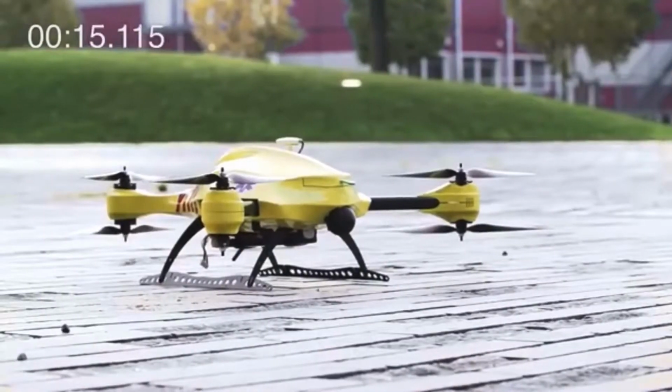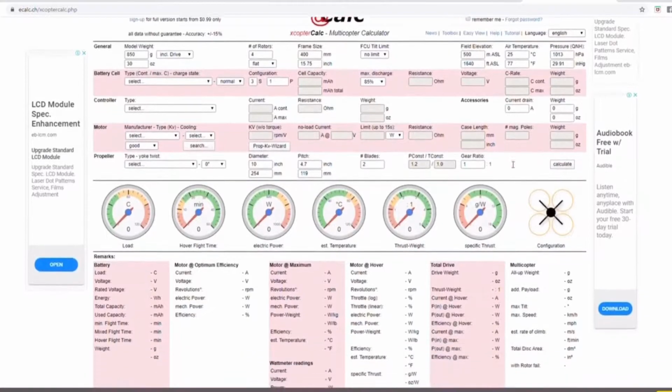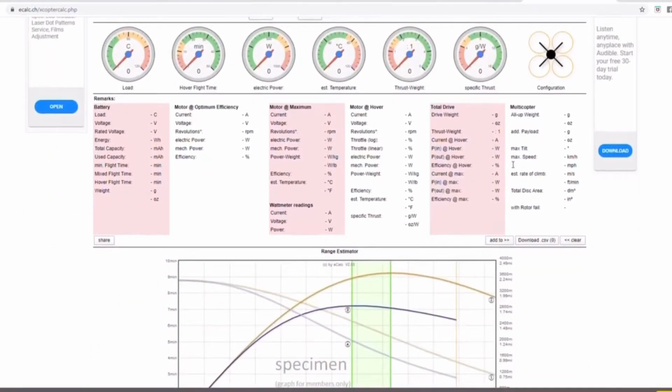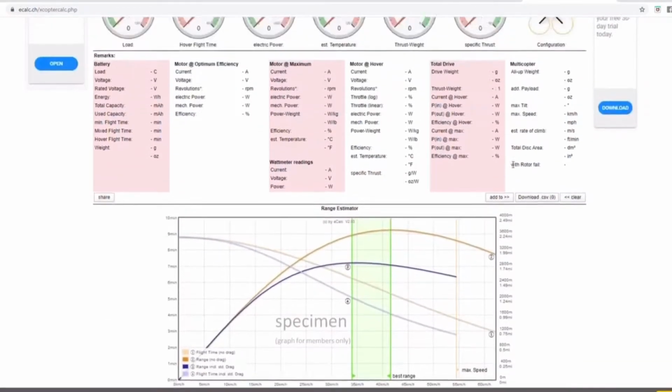In addition to moving with the required speed in different conditions, we use the professional calculator, which takes in all the characteristics of the components and gives us the estimated flight results, such as the flight time, power dissipation, and the thrust.